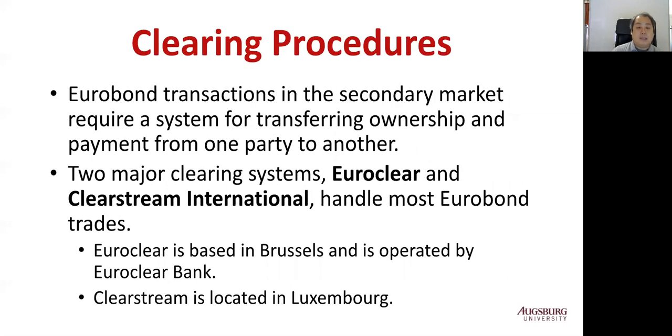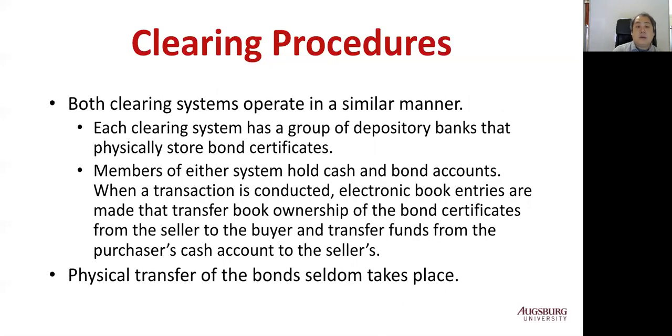So how to clear it? Clearing procedures are quite important because we want to make sure that we can buy or sell these bonds. Eurobond transactions in the secondary market require this system, right? There are two major clearing systems: Euroclear and Clearstream International. Euroclear is based in Brussels and operated by the Euroclear Bank, and Clearstream is located in Luxembourg. Both clearing systems operate in a very similar manner.